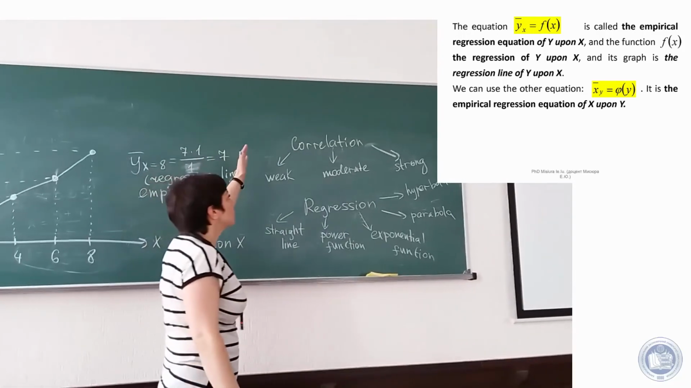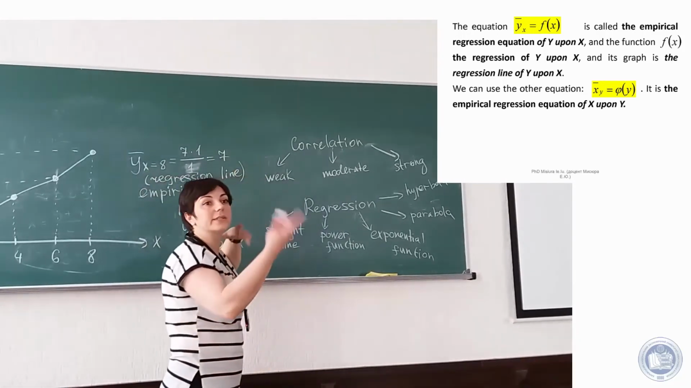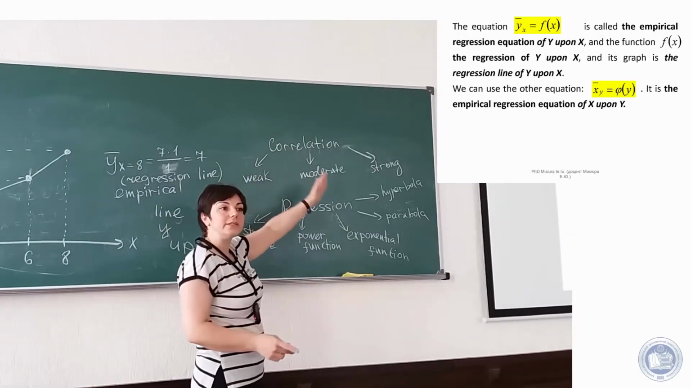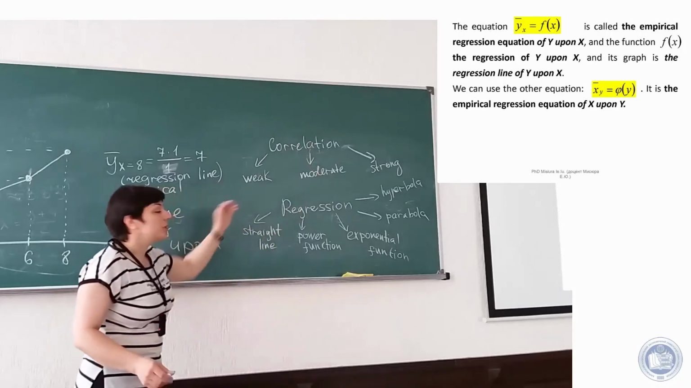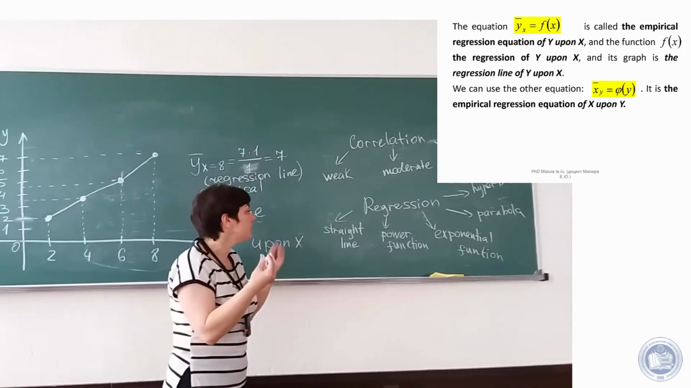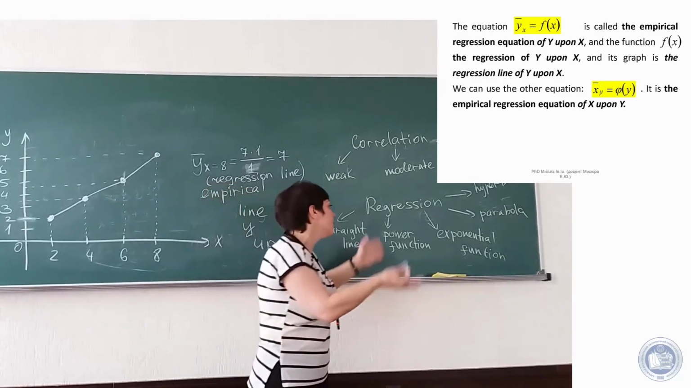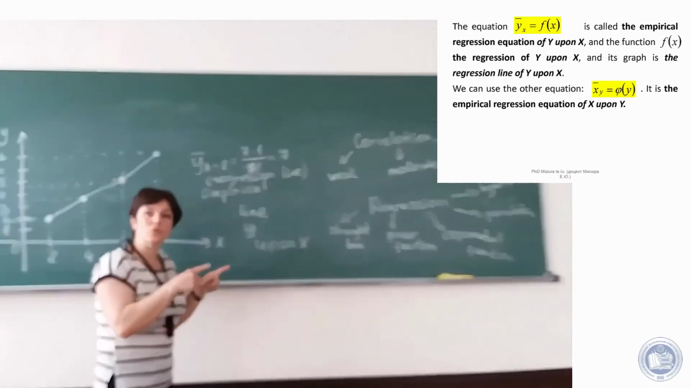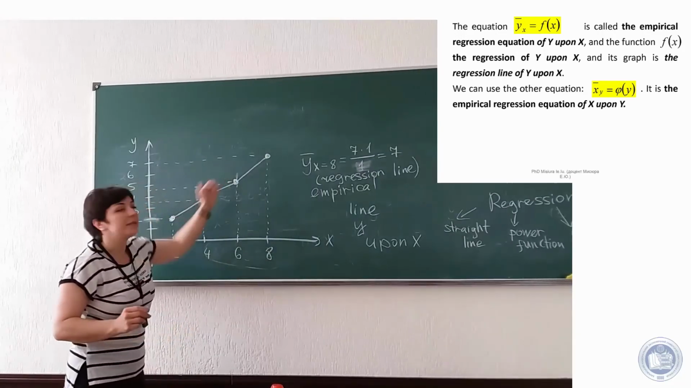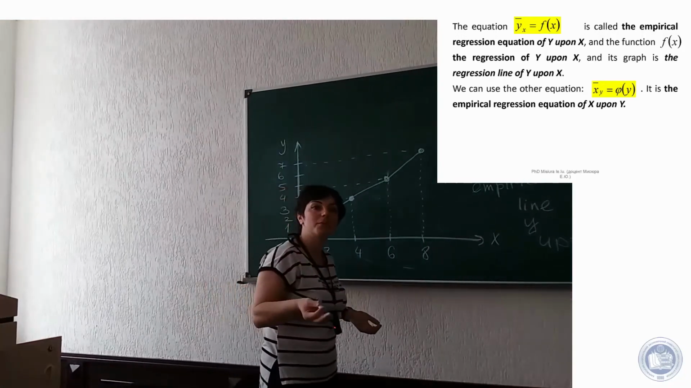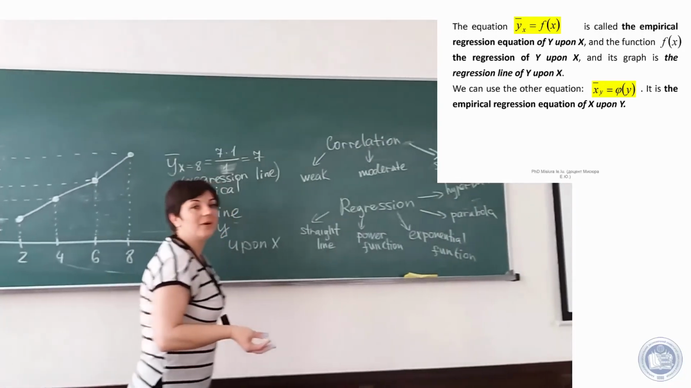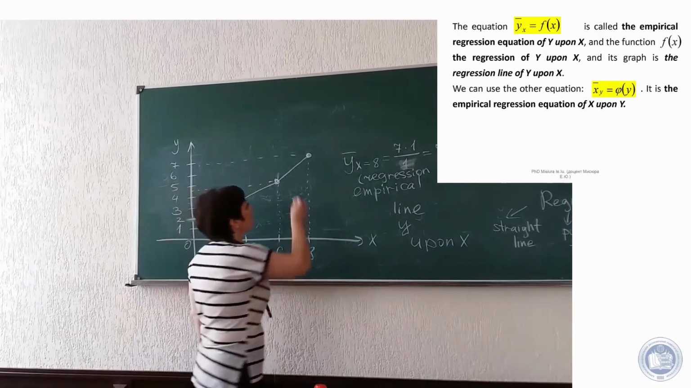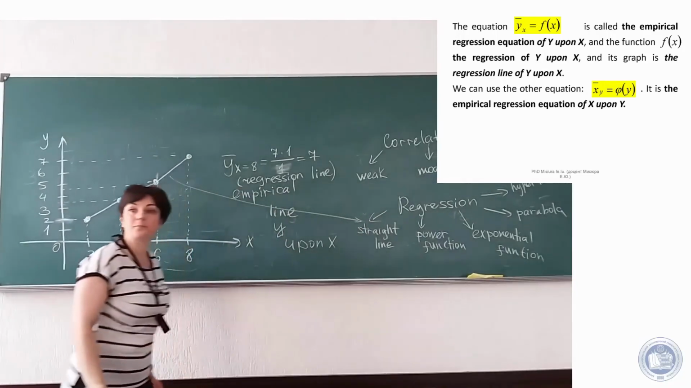With the help of correlation, you can define a dependence between x and y. You have three basic types: weak, moderate, strong. Слабая, средняя, сильная. Regression gives type of dependence. It may be straight line, it may be power function, it may be exponential function, parabola, or hyperbola. Is all clear? And now let's look at this picture and define this type. So this line approximately straight line, yes, the first. Agree? Okay.